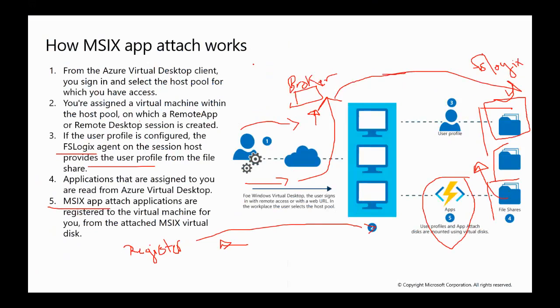I will just repeat that again. The procedure: the user logs in, the broker guides, the FSLogix loads the profile, and the registry entries or registered applications will guide to the files and display the registered application for the user to be using. Okay?